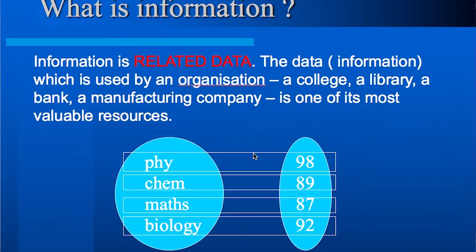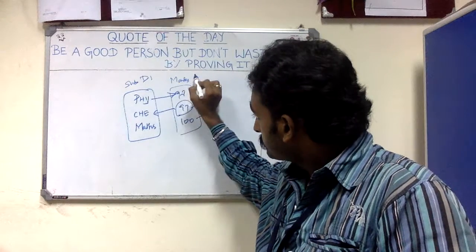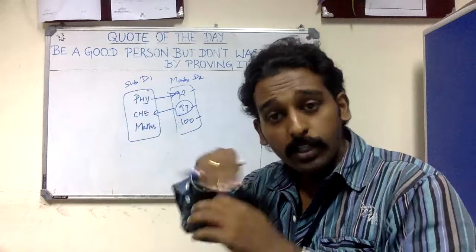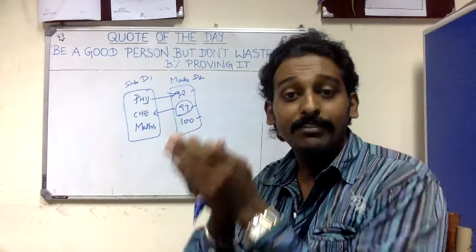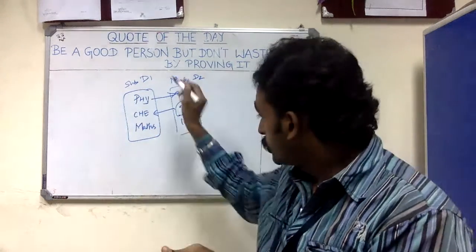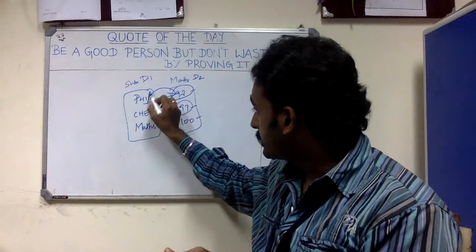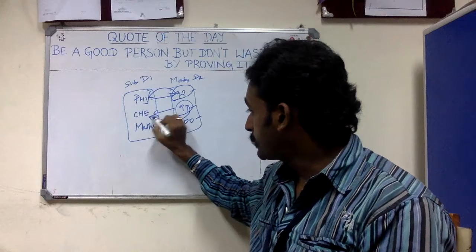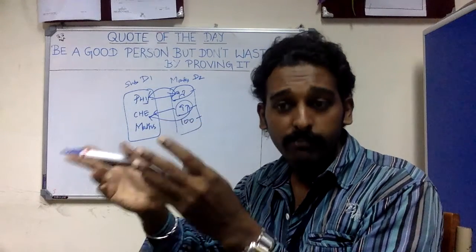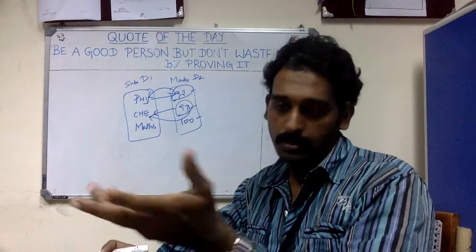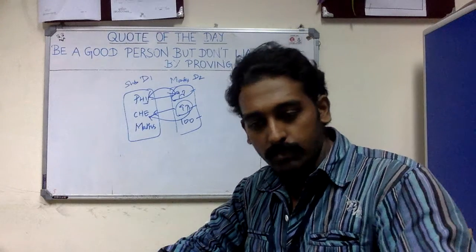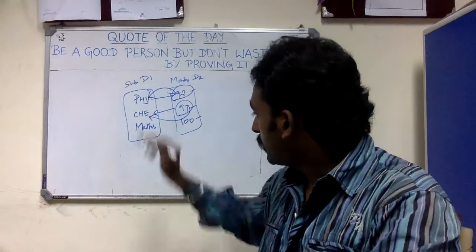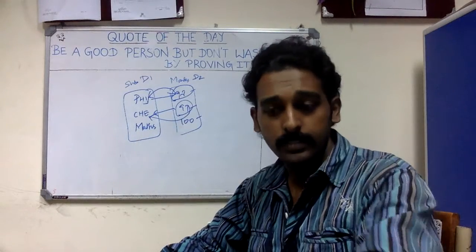Only if these two data, this is data 1 and this is data 2, are related, then we'll get some information. We'll get to know that such and such a mark has been scored in physics by such and such a student, and this mark has been scored in chemistry. So only if there is a relation. If there is no relation, no information. So for that reason we can call information related data. That relation is very, very important. Yes, good.